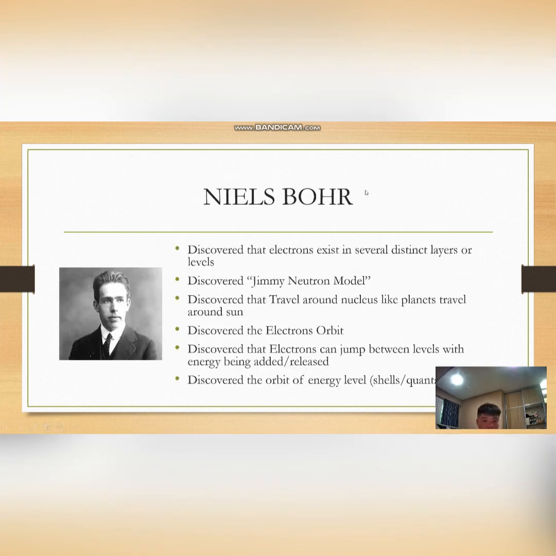Niels Bohr discovered that electrons exist in several distinct layers or levels. He also discovered the planetary model. He discovered that electrons travel around the nucleus like planets travel around the sun. He also discovered the electron's orbit. He discovered that electrons can jump between levels with energy being added or released. He also discovered the orbit, energy level, shells or quanta.